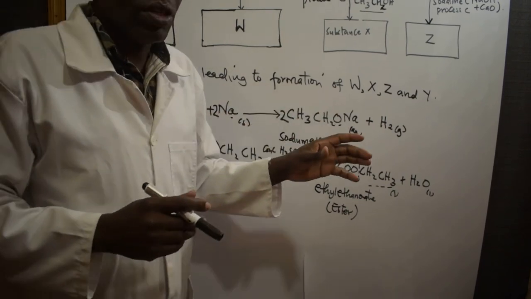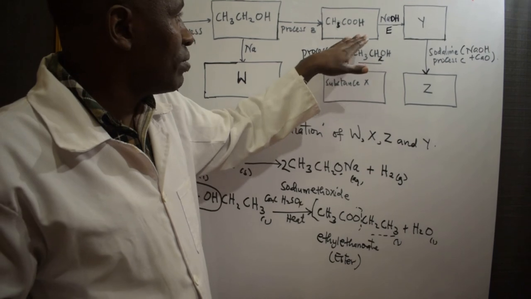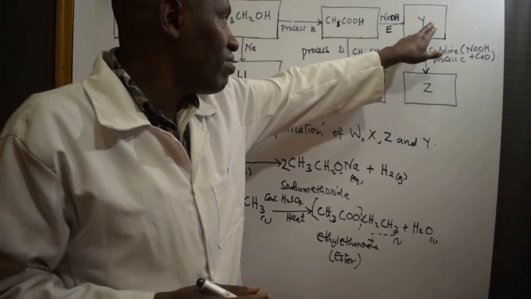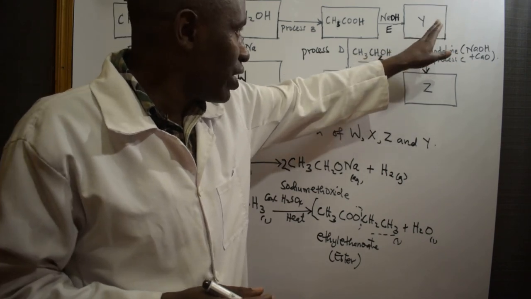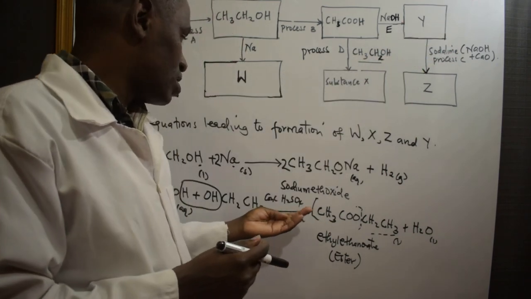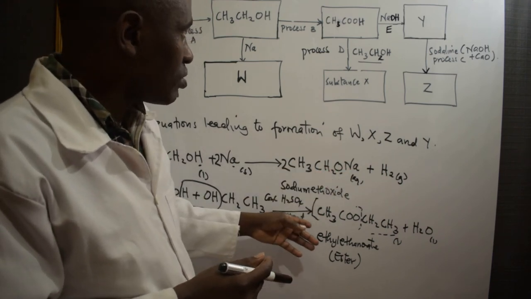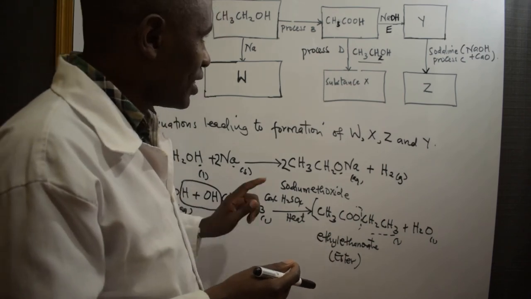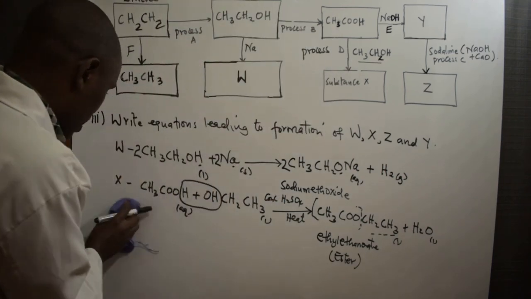And this one is telling us how you can get Z from an alkanoic acid by having, first of all, an alkanoate, a sodium alkanoate. What we've just seen here, the sodium, but let's see what we're talking about. So before we get to Z, let's have a look at the Y so that we can get there.